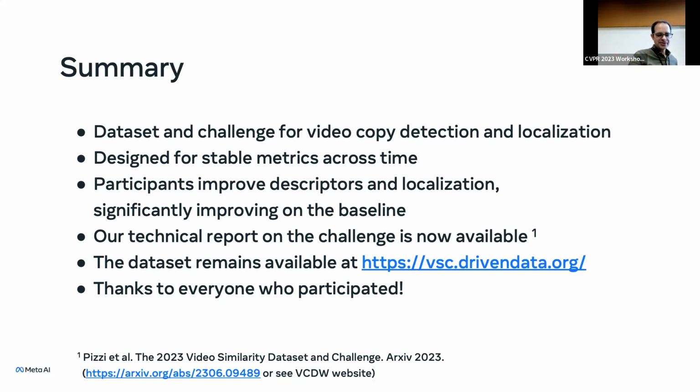Yeah, this is a great question. I'll just repeat it for Zoom. The question is basically why micro AP? Why not mean average precision? One of the things that is important in both this challenge and the image similarity challenge.